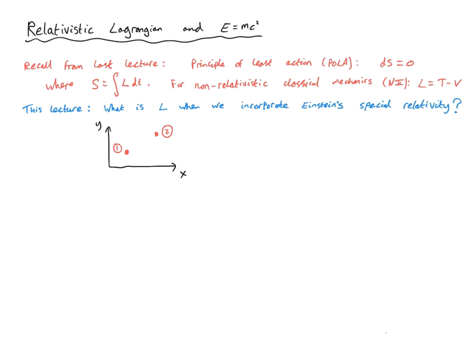I can write a vector that goes from 1 to 2, and that's a separation vector, if you like, in this space. Let me call that vector delta r. This delta r is a vector corresponding to the difference in the coordinates of points 1 and 2 along the x, y, and z directions. This is in Cartesian coordinates.